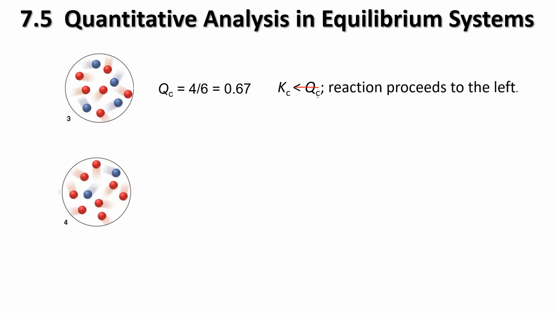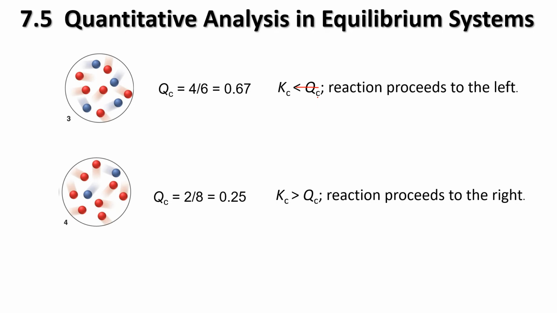And in our last scenario here, we've got 2 divided by 8. Blue divided by red is 0.25. So K is just slightly bigger. And so this time our system is going to shift towards the product side to make more blue ones.